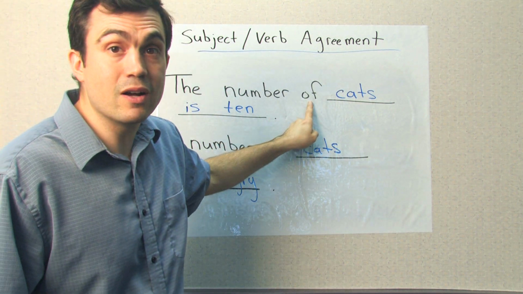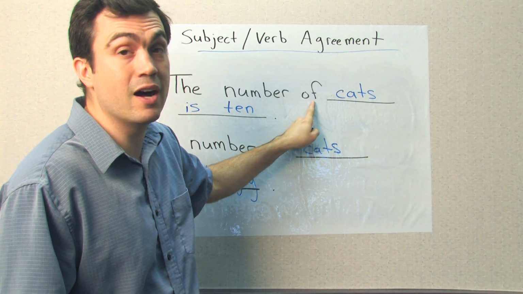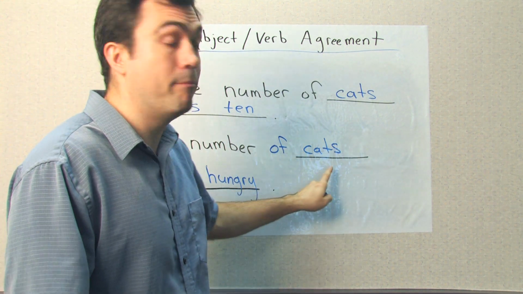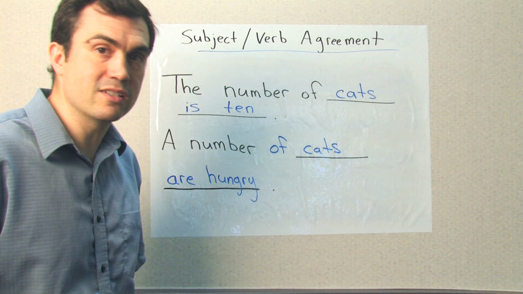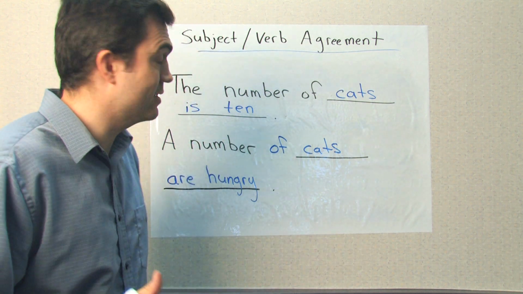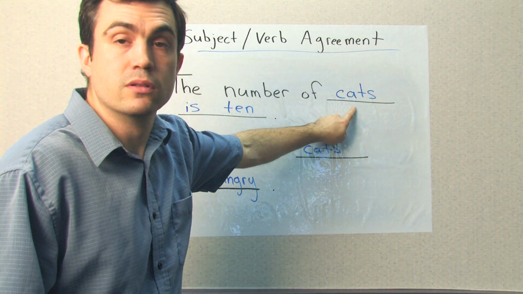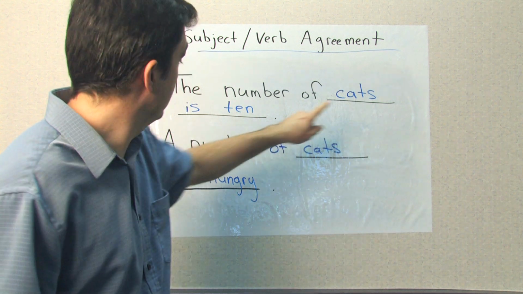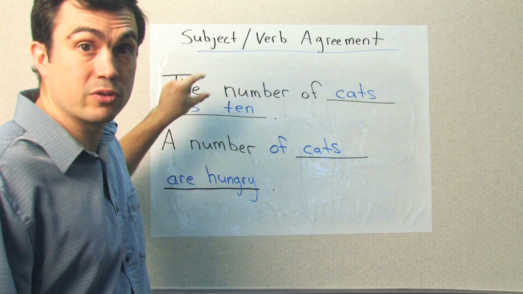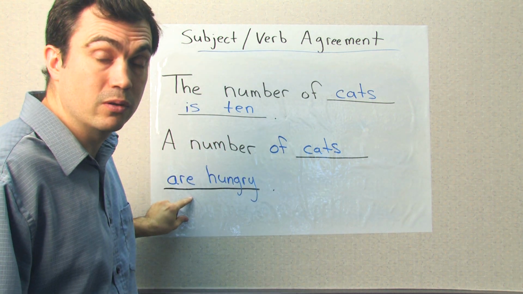So what comes after of is going to be plural, right? The number of, plural. A number of, plural. In both cases, what comes after of is plural. But the number of cats, plural, is singular. The number, plural, singular. A number, plural, plural. Okay?